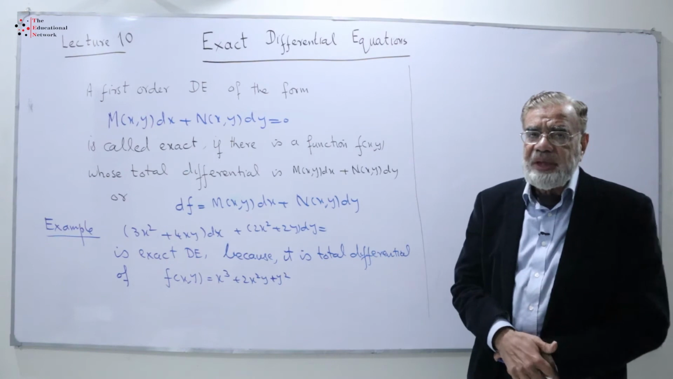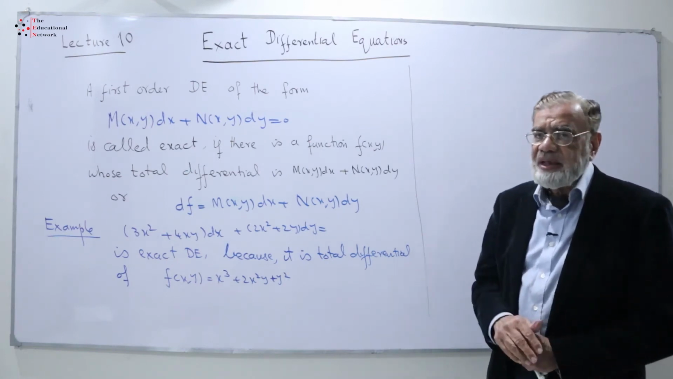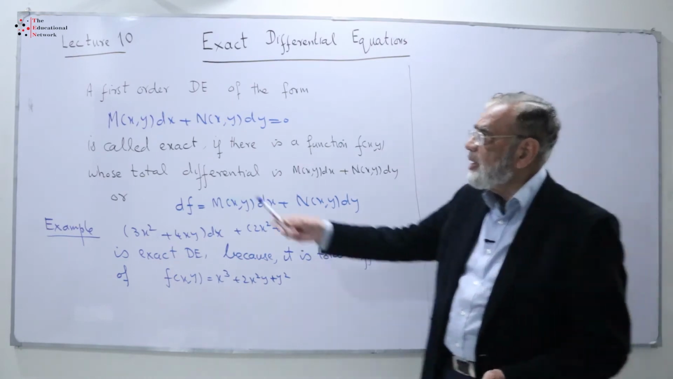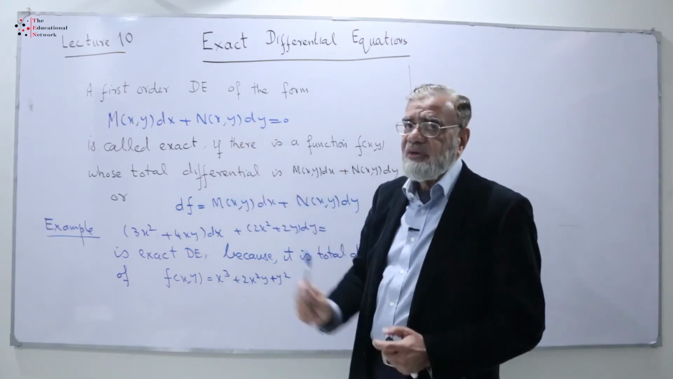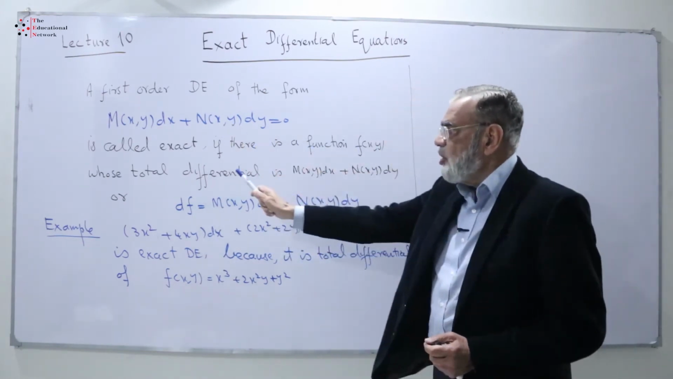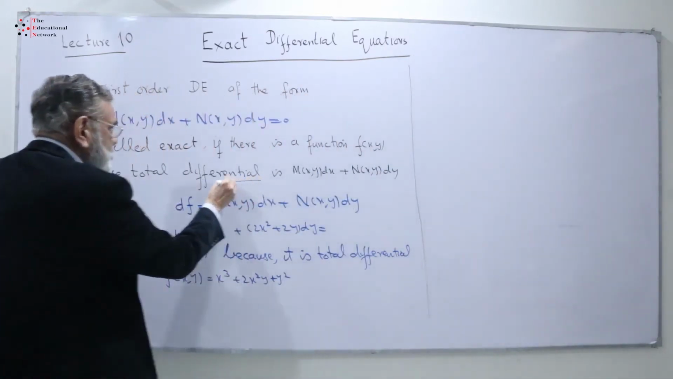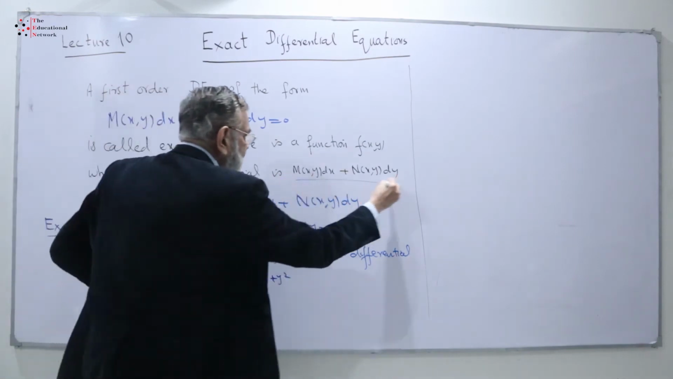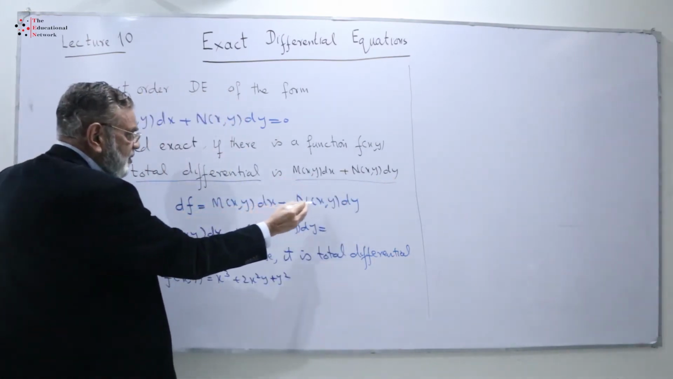Now today's discussion is about the exact equation. For an exact equation, we have an equation of the form M(x,y) dx + N(x,y) dy = 0. This is our differential form. We can say it is exact if there is a function f(x,y) whose total differential is equal to this, or we can write that df = M(x,y) dx + N(x,y) dy = 0.